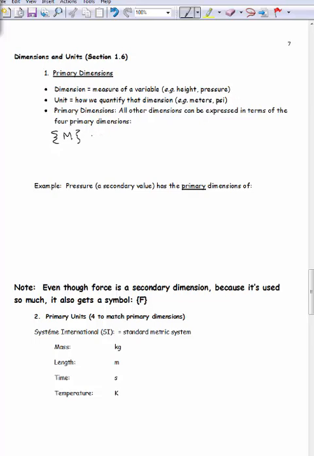Okay, so mass is {M}, length is {L}, time is {T}, and the last primary dimension is temperature, but we already used T, so we're going to use theta for temperature. We won't be using temperature that much in this class. Okay, so as an example, pressure is a secondary dimension. It's not a primary dimension.